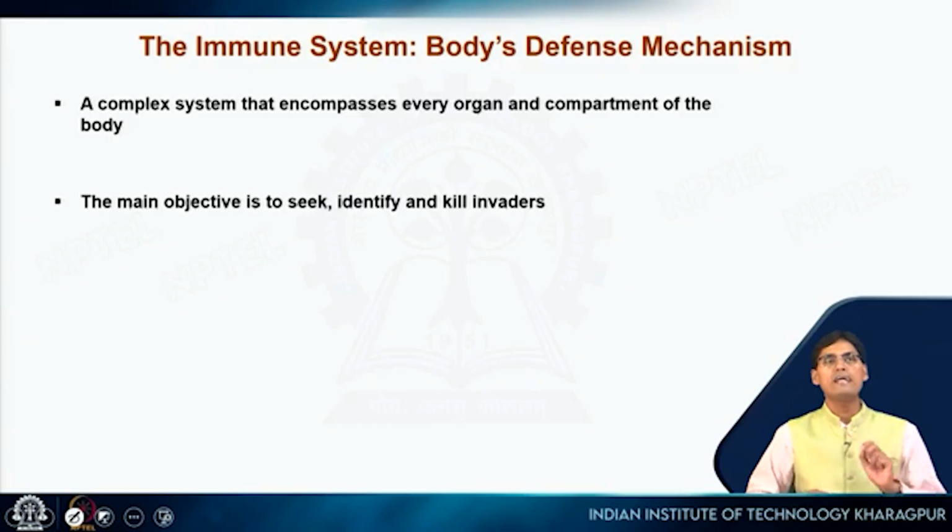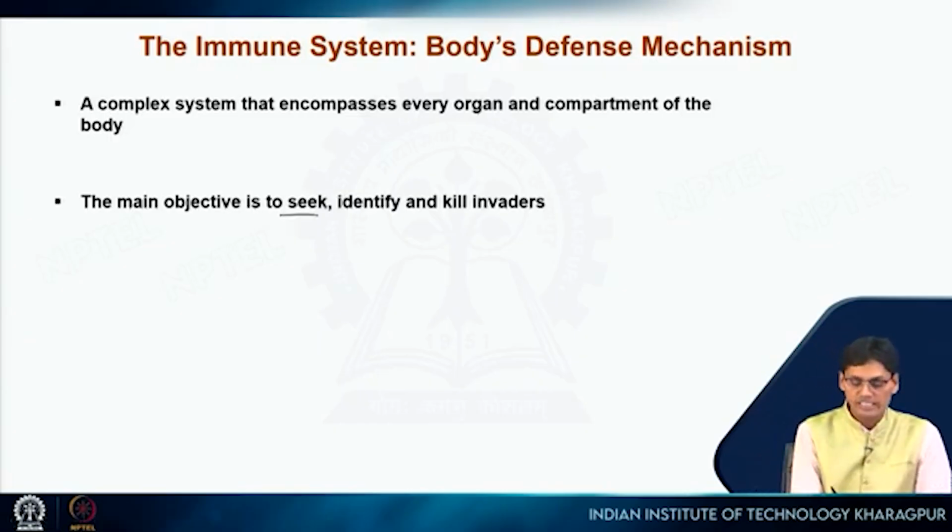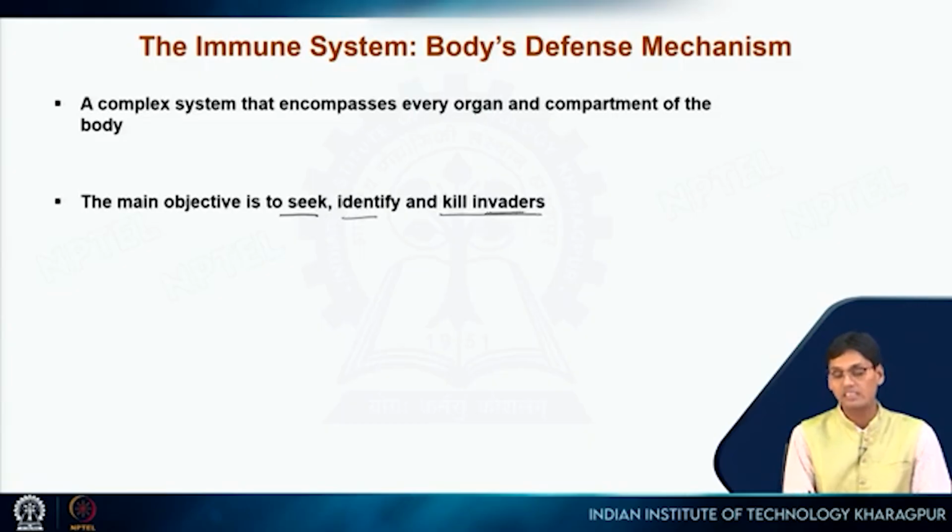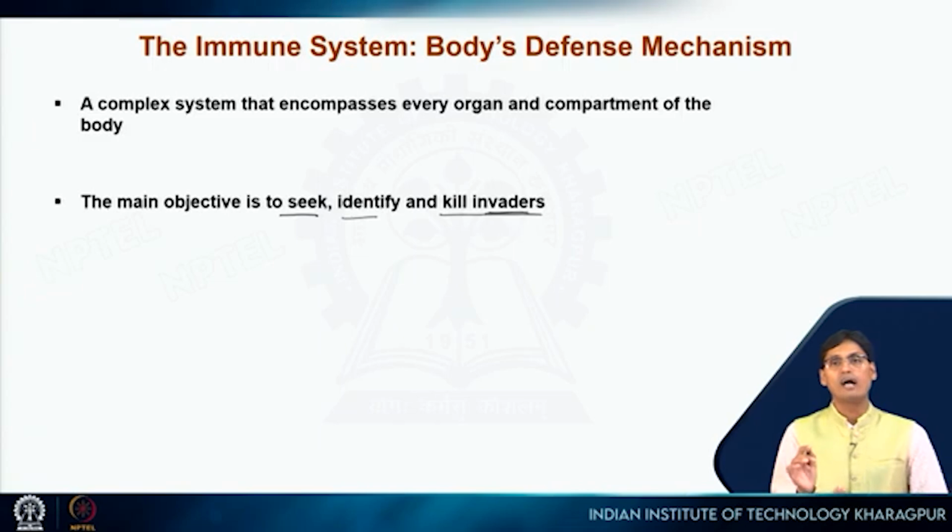And the main objective is to seek, identify and kill invaders. This is very important. So find out and then identify and then kill invaders, because this immune cell should not destroy our own stuff. So that's why it is very important that they are properly identifying stuff, right?